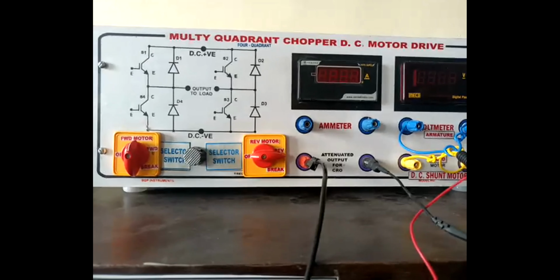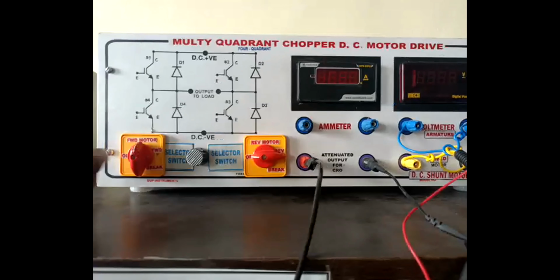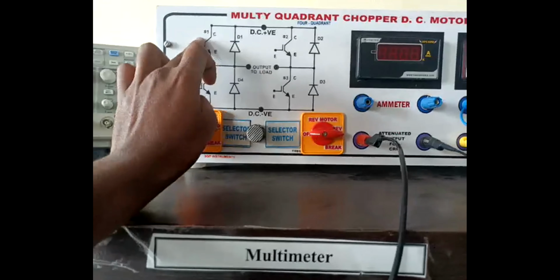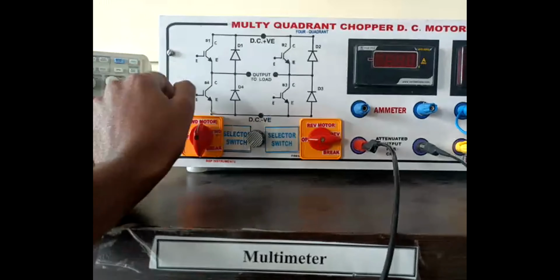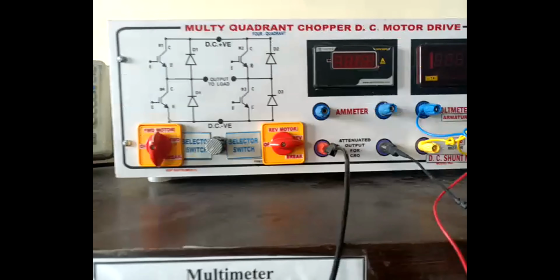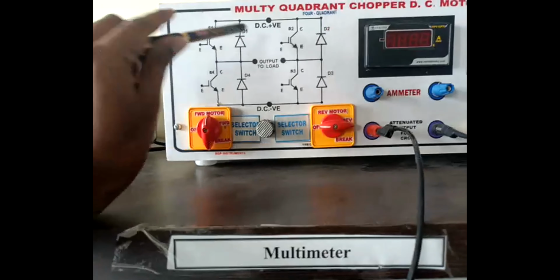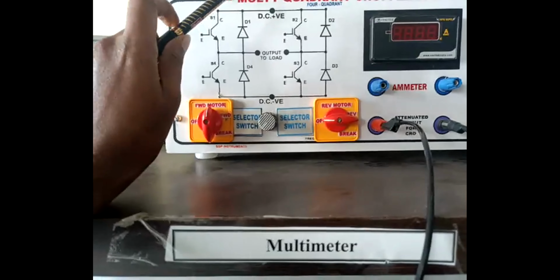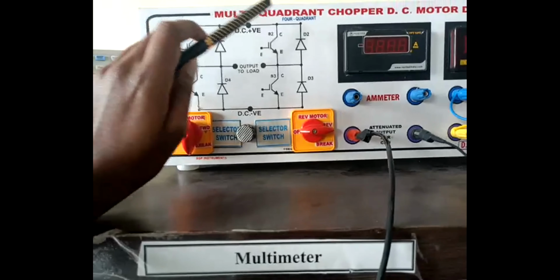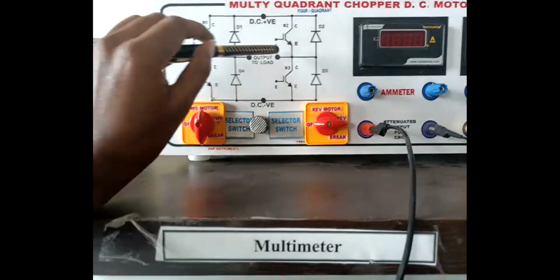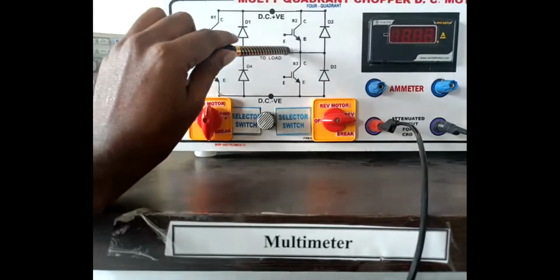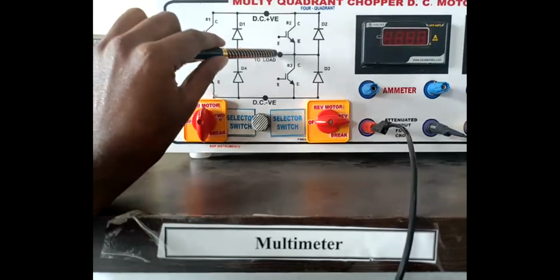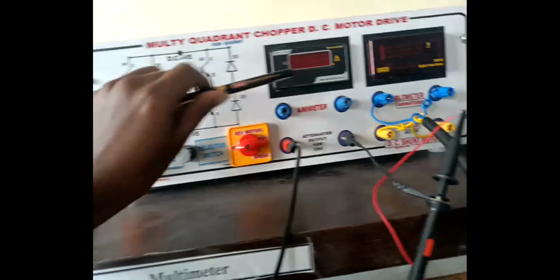Yes, sir. Okay. So here, these are the 4 switches: S1, S2, S3, S4. Clear? So here we are using the 4 diodes as freewheeling diodes: D1, D2, D3, D4. So here the output, what we are going to connect here? Motor terminals. Okay. So these output terminals are provided at this place.